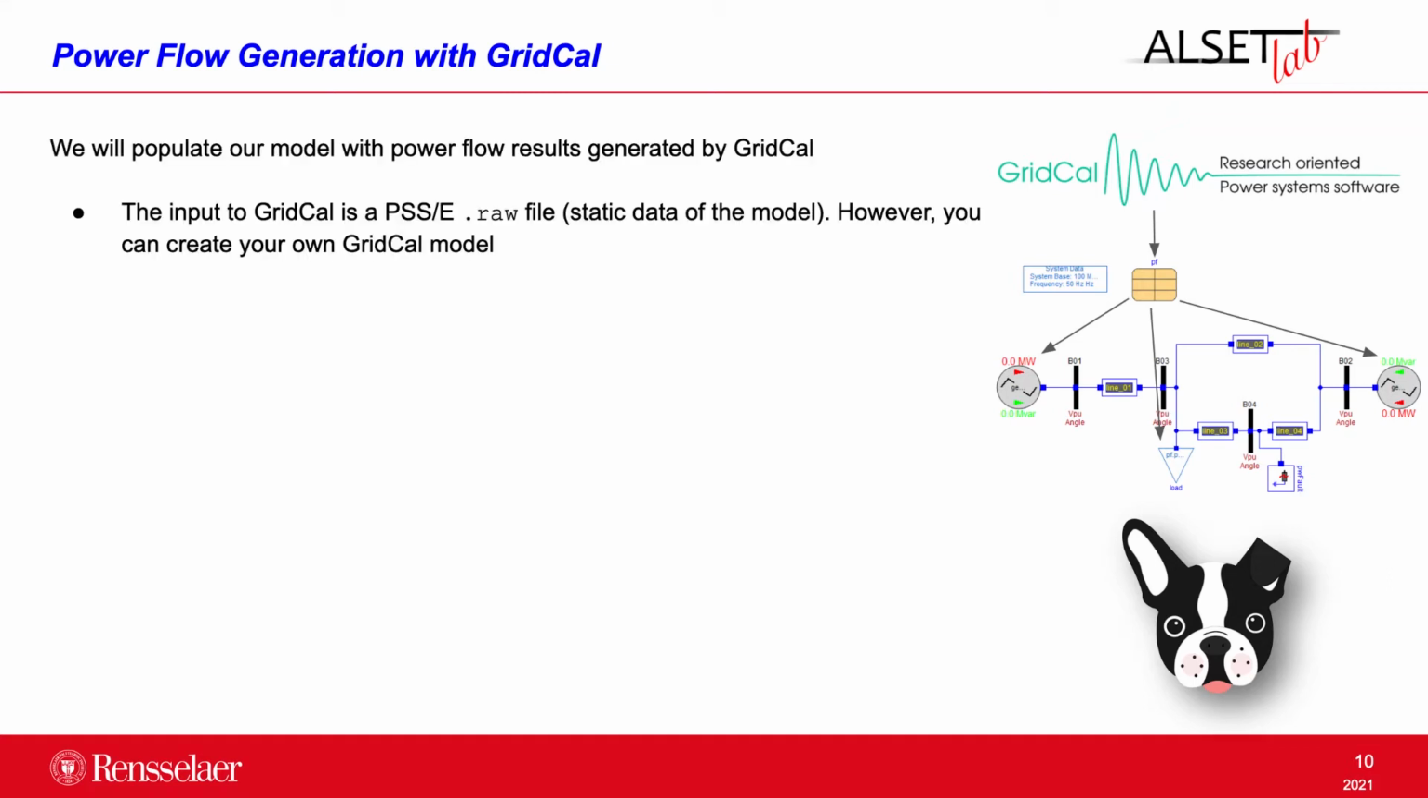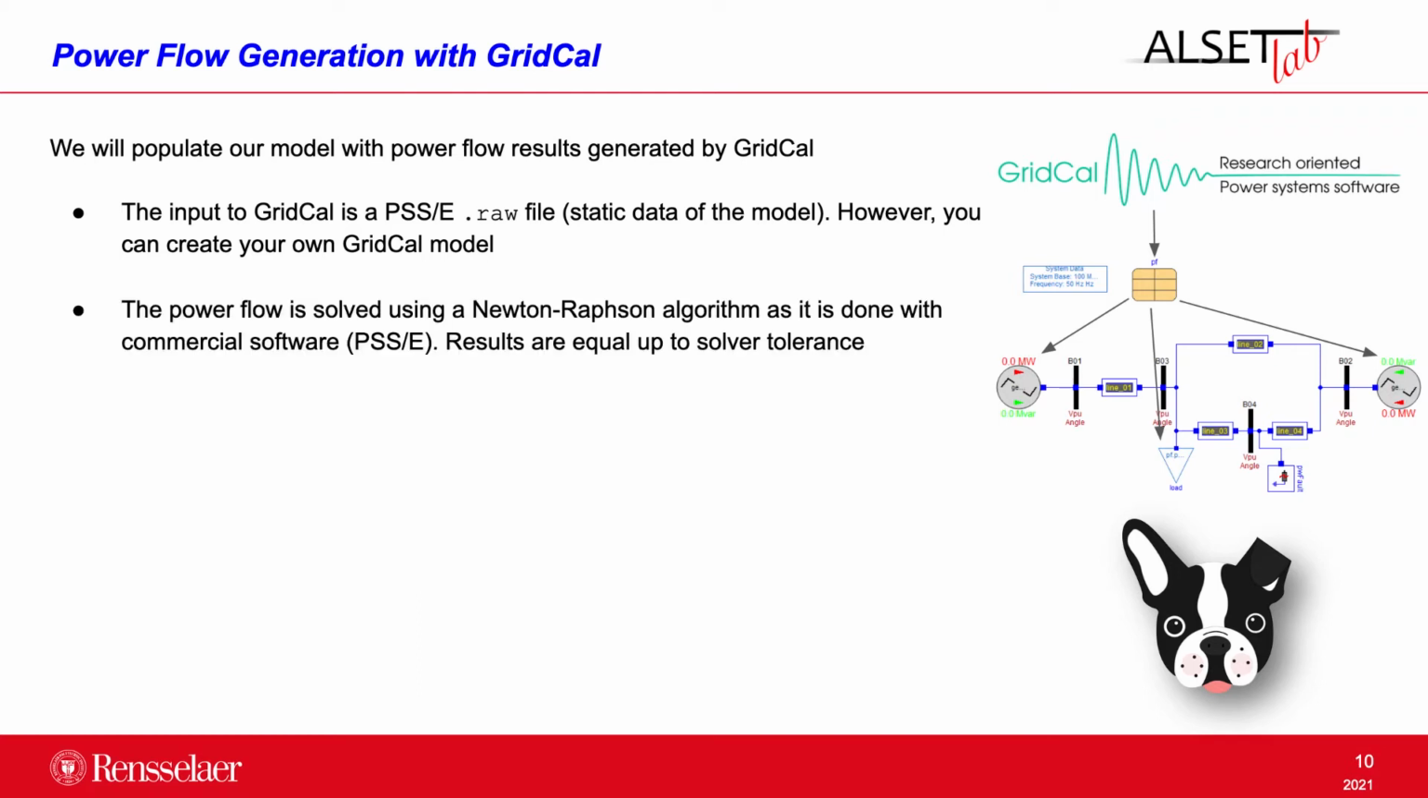So the input to GridCal will be a PSSE raw file containing the information of the static network that we will be using for a PowerFlow computation. But it is possible to create your own GridCal model in case you don't have a PSSE file available. Our main reason to use raw files is that they are largely available on the network for several standard test case systems, but also because we wanted to compare the performance of GridCal and PSSE. We found out that we are able to get practically the same solution, up to solver tolerance, for PowerFlow computations with both GridCal and PSSE.